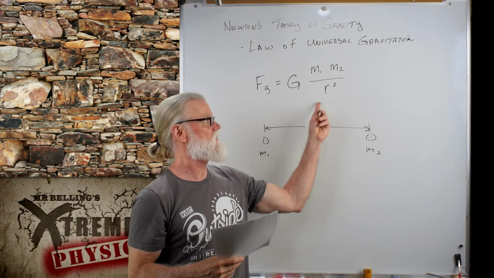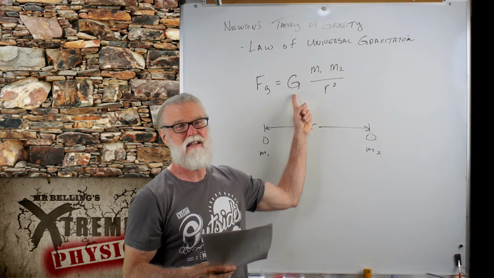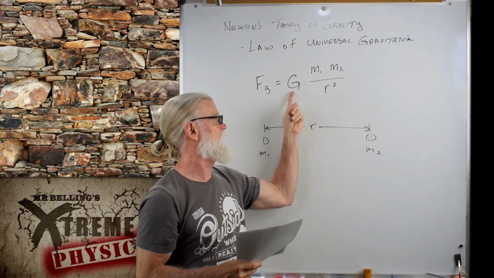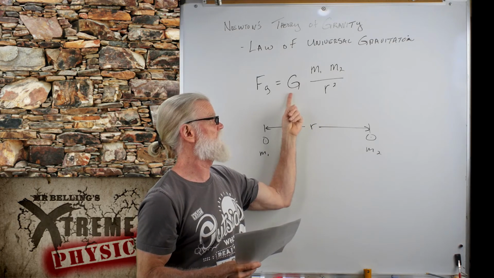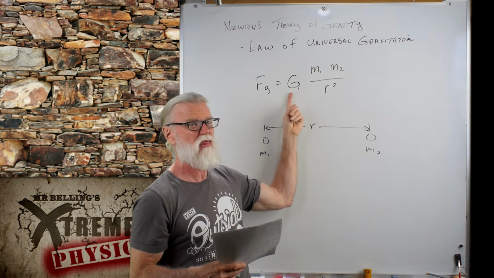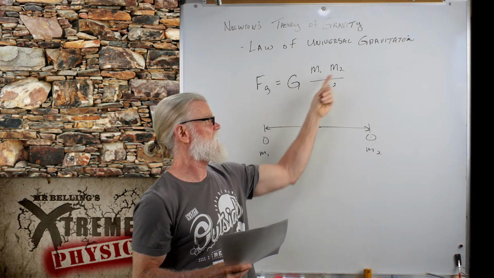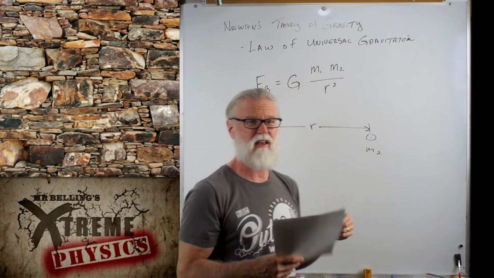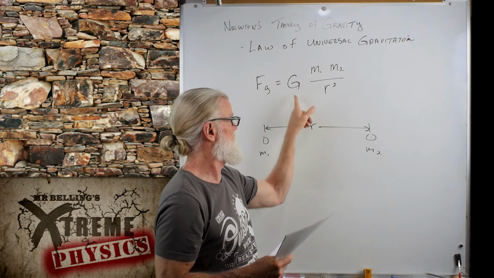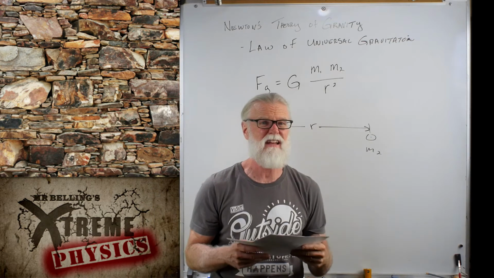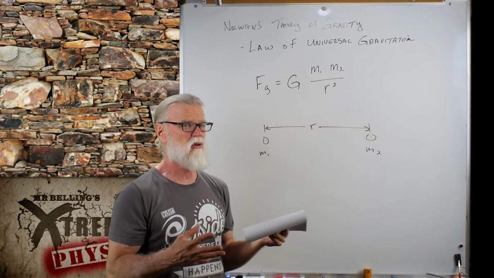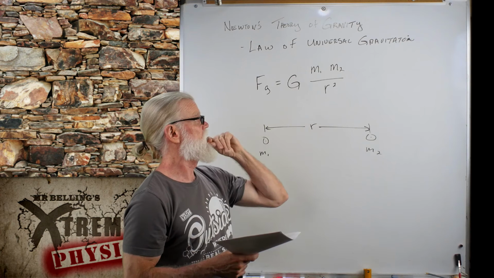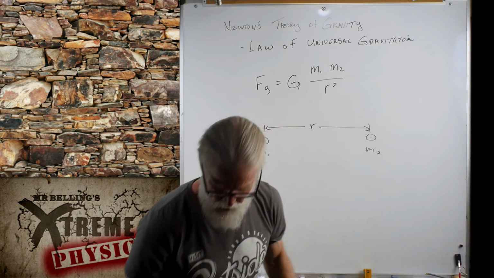He came up with this. He didn't know what big G was. It wasn't until the Cavendish experiment that they figured out what big G was. But using proportional thinking, he was able to see that this was indeed true. And with proportional thinking, if you calculate this with two different situations, the G will drop out. You don't really need to know G to answer certain questions. Now, let's do a problem with proportional thinking.